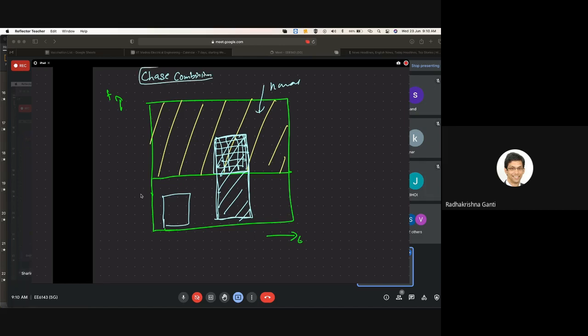Okay. When you do chase combining, what you expect is that the data is the same across two transmissions. But in this case, it's not. So you have to indicate to the UE that please discard your older data and use the newer retransmission.